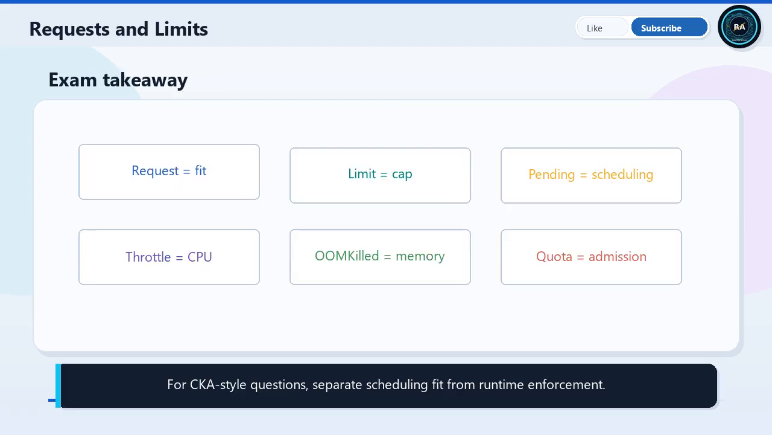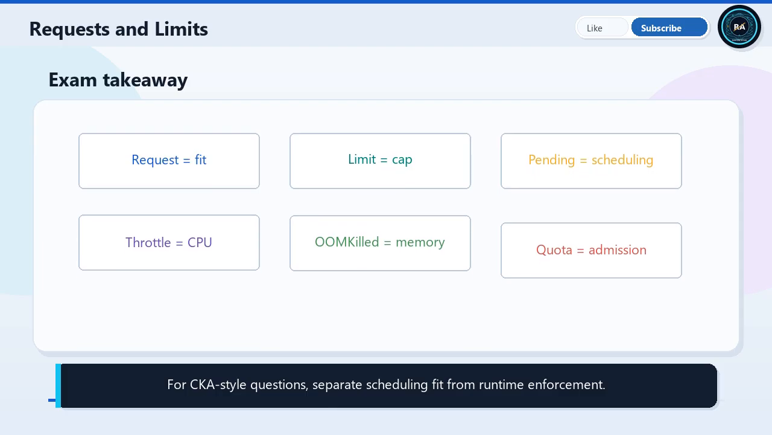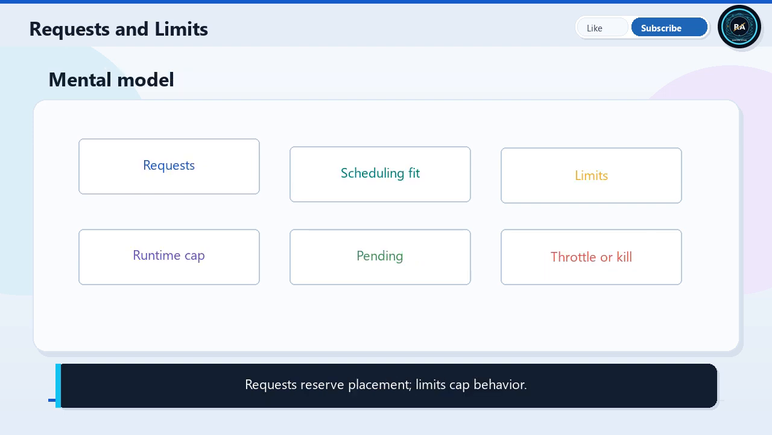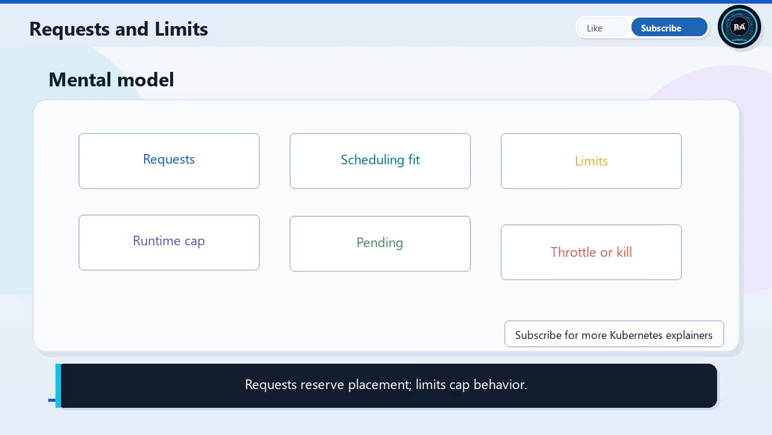For exam-style questions, keep the two control points separate. Requests answer, can this pod fit on a node? Limits answer, what happens if the container tries to use more after it is running? The final mental model: requests reserve placement, limits cap runtime behavior, quotas control namespace totals, and the best debugging path is to read the manifest, the pod events, and the node allocatable values together.